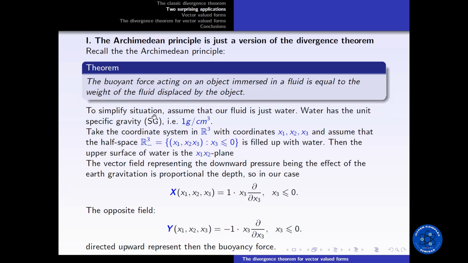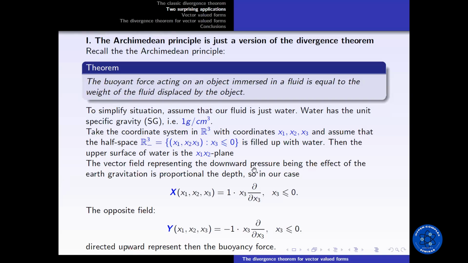To simplify the situation, to make it more mathematical, first of all, assume that our fluid is just water. It would be easier because water has unit specific gravity, 1 gram per cubic centimeter. Take a coordinate system in R3, with coordinates x1, x2, and x3, and assume that the half space x3 less than 0 is filled up with water. Then the upper surface of the water will be simply the x1, x2 plane.